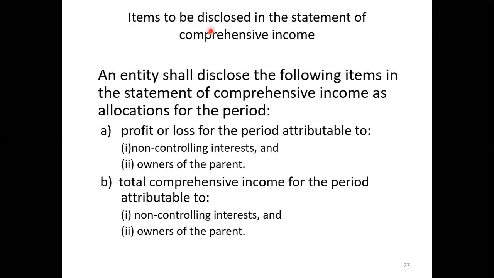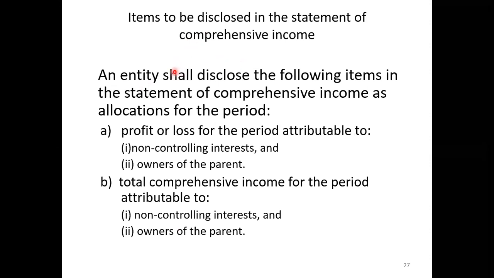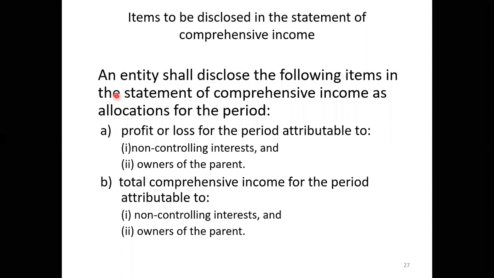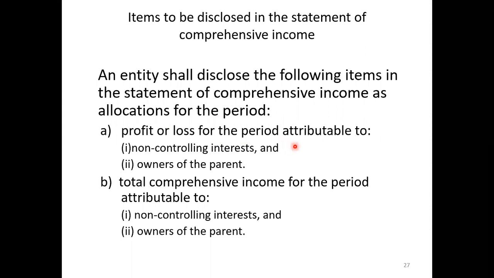Items to be disclosed in the statement of comprehensive income. An entity shall disclose the following items in the statement of comprehensive income as allocation for the period. Here, profit or loss for the period attributable to non-controlling interest, minority interest, and owners of the parent. Total comprehensive income for the period attributable to non-controlling interest and owners of the parent.